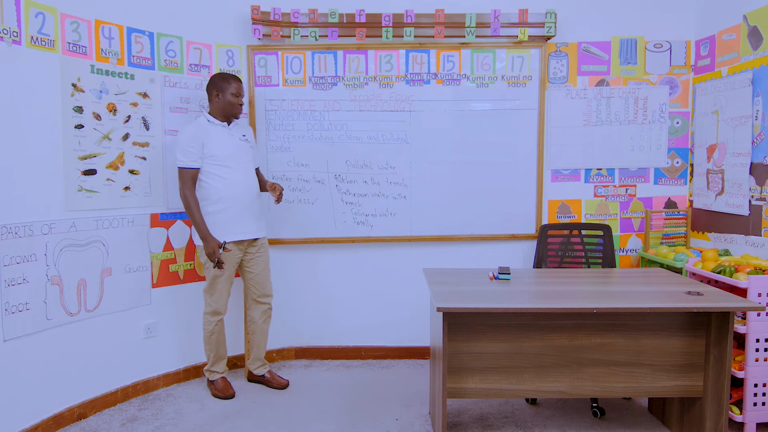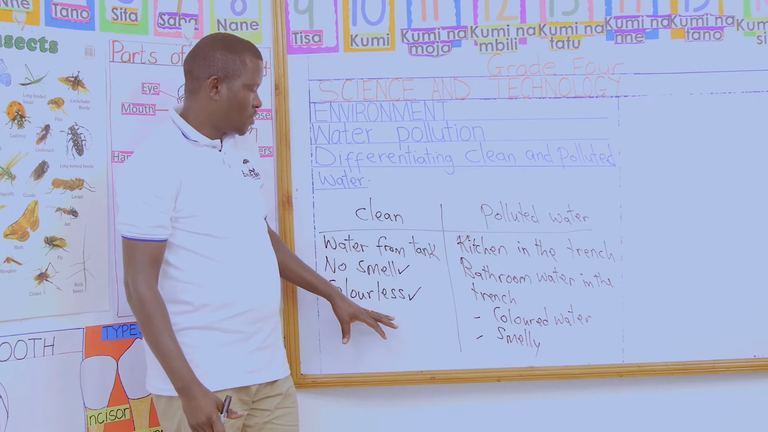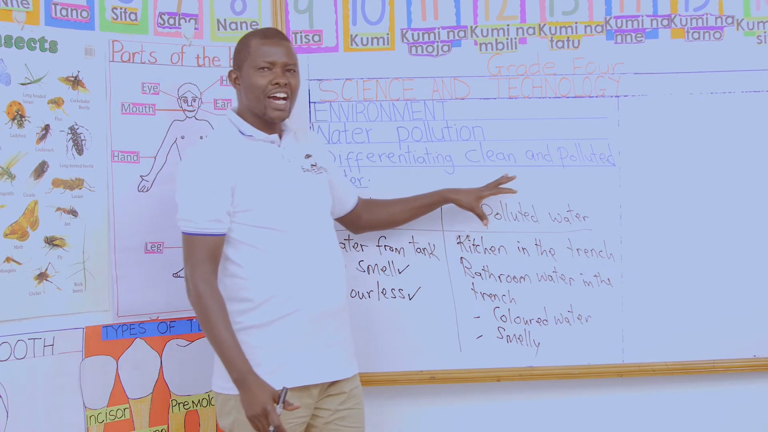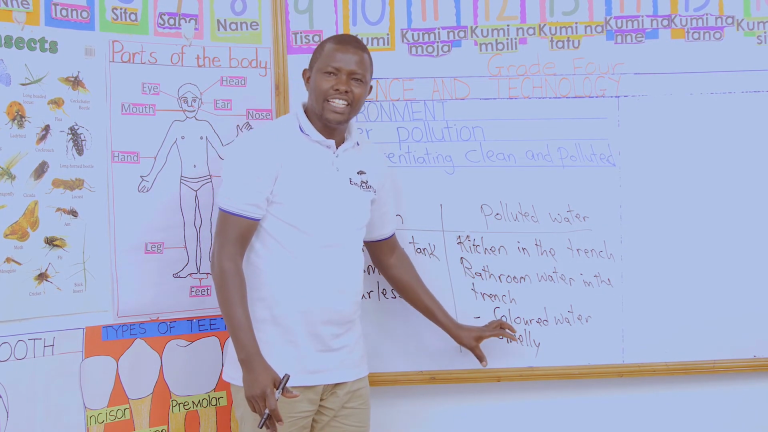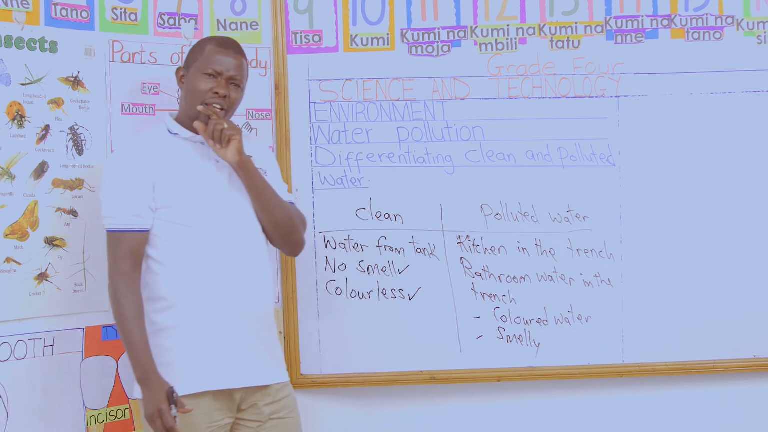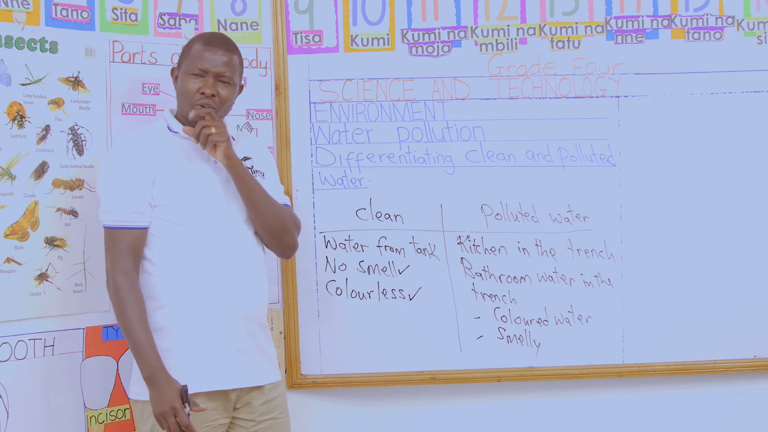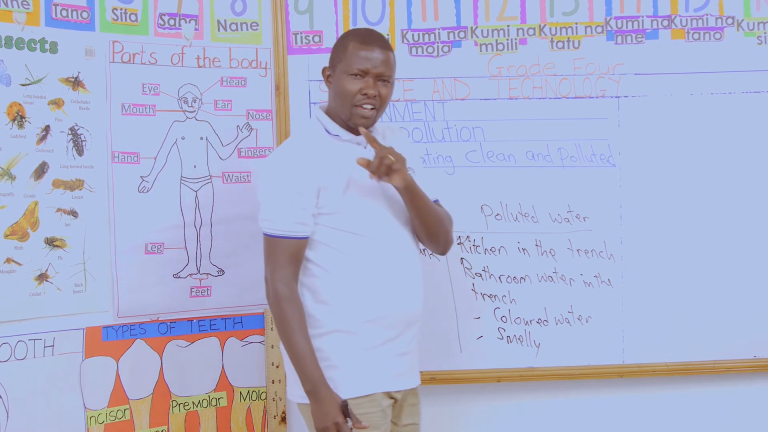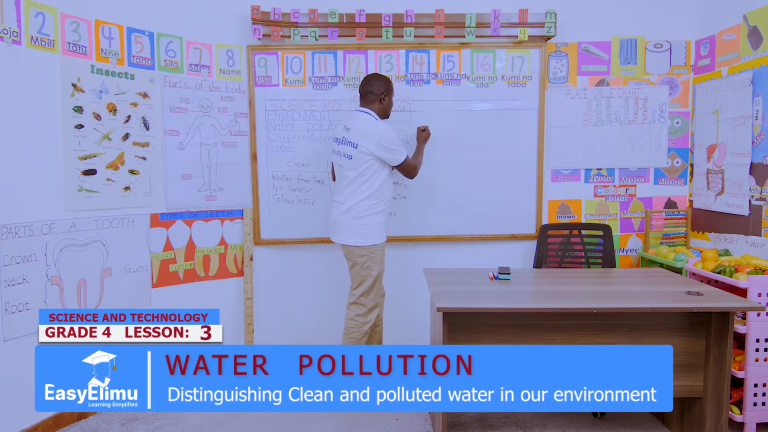So, in short, we say water from the tap in our tank was clean. Water from the kitchen and bathroom was not clean. I have one question to ask. When water is clean, is it safe for drinking? This is very key to note. Clean water is not safe for drinking.